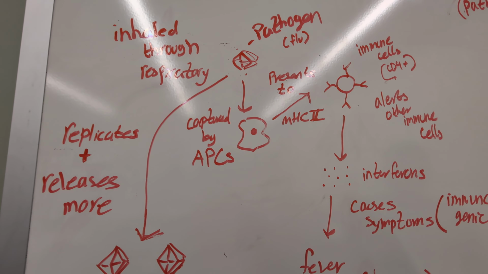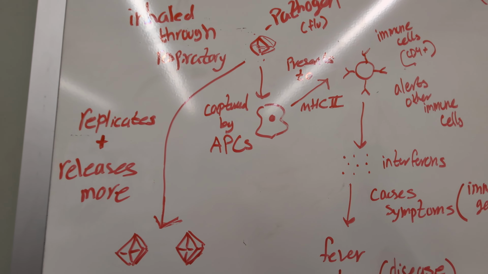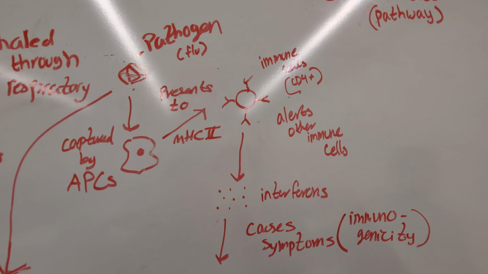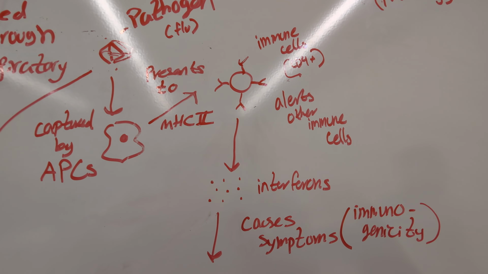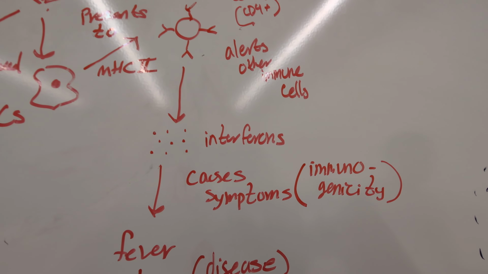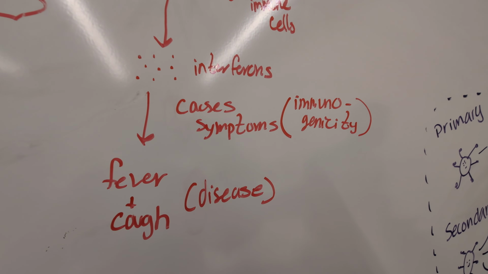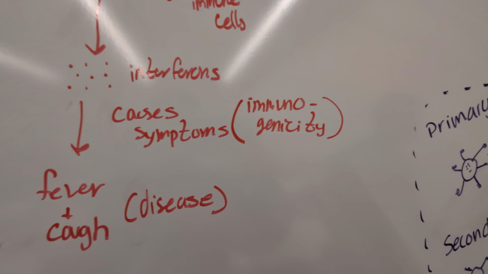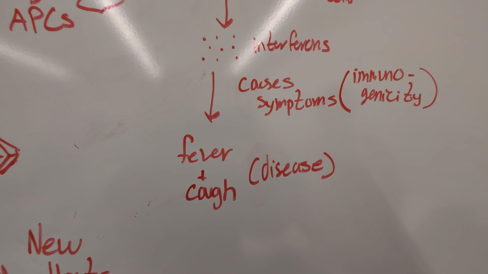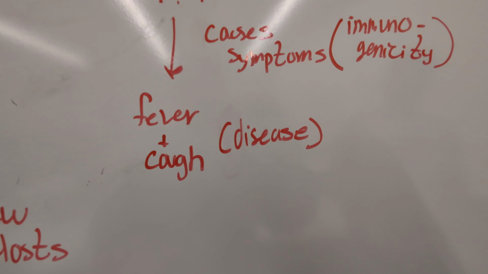And in one of the two paths it takes, when it replicates, the antigen that it produces can be captured by APCs and presented to immune cells such as CD4 cells through the MHC molecule, in which case it then alerts other immune cells such as interferons. And that in itself is what causes the symptoms, also known as the immunogenicity, and trying to fight the disease and trying to fight the virus. And this is what people refer to as the disease.